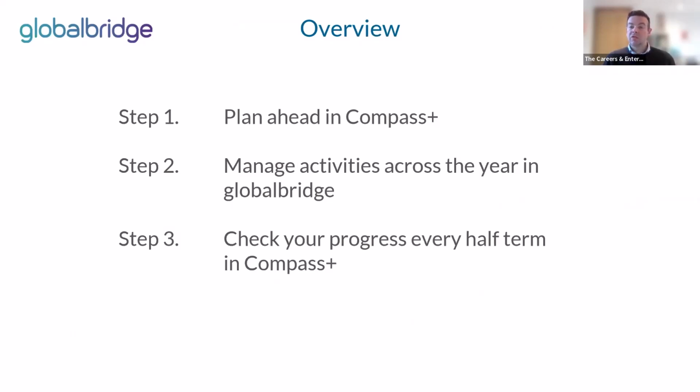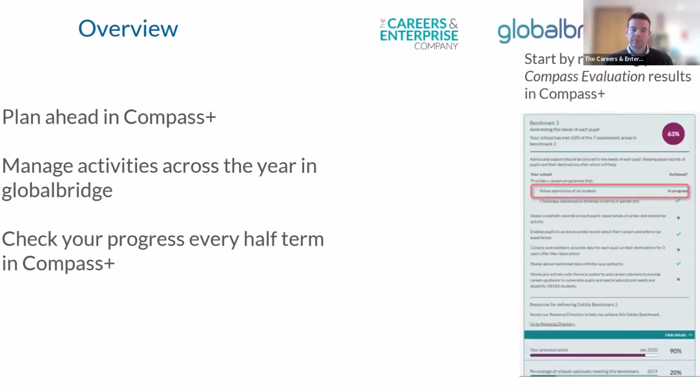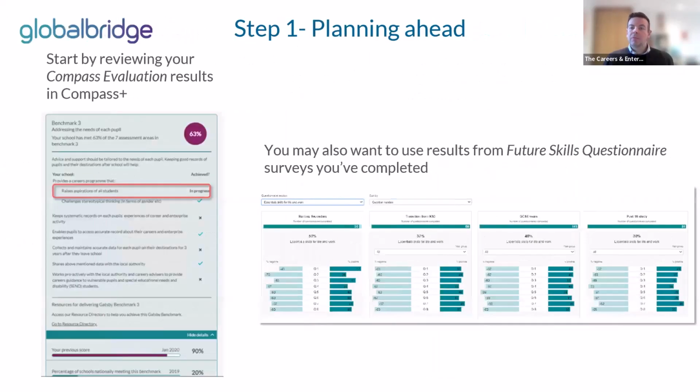We recommend that you follow a fairly simple three-step process. One is that you plan ahead in Compass Plus, as I say, using your Compass evaluations for guidance. Then you manage your activities across the year in globalbridge, and that you check your progress every half term in Compass Plus via those uploads you are making from globalbridge. So step one then, how do we go about planning ahead in Compass Plus?